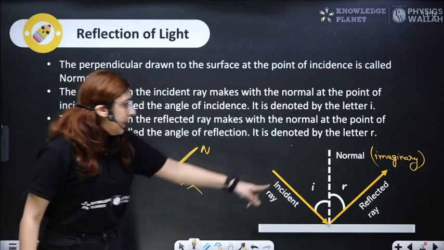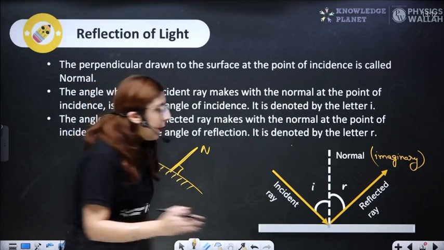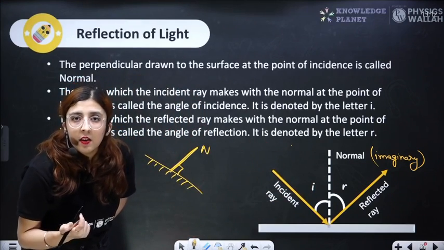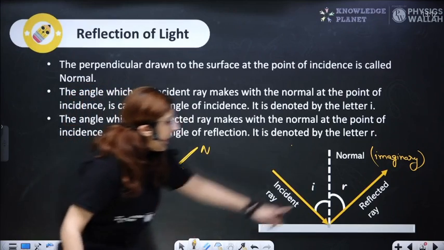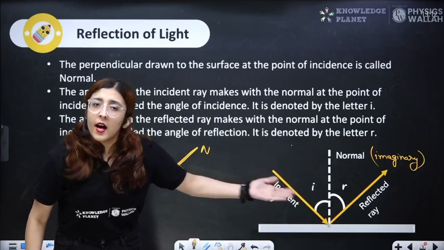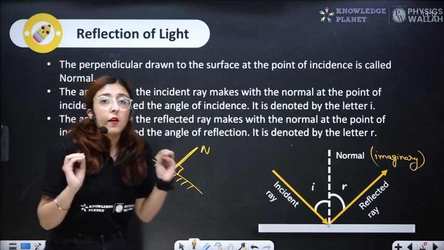Now these two angles everybody knows. The angle between normal and incident ray is the angle of incidence. The angle between reflected ray and normal is your angle of reflection. These two angles are pretty easy. We all are aware of it.